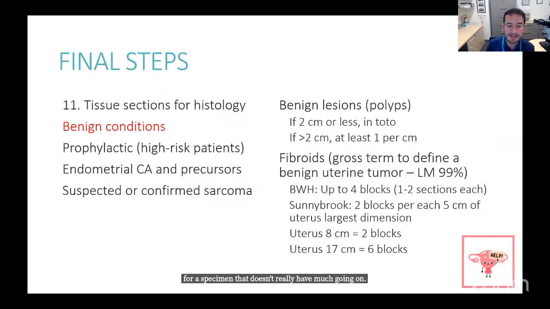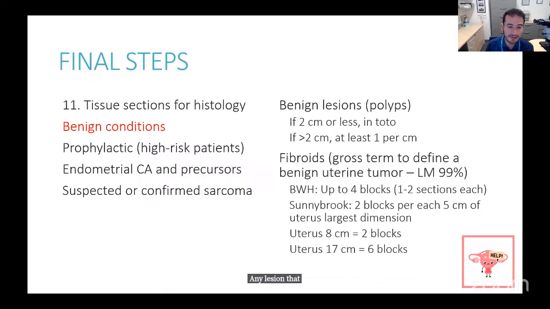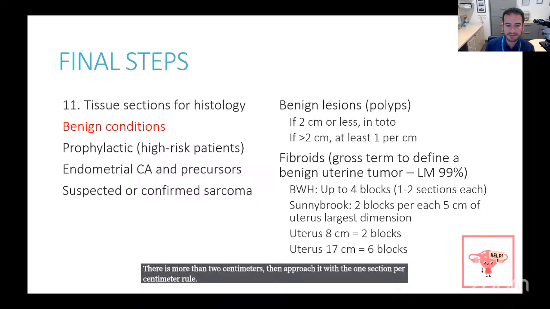Of course, if you have a benign, grossly looking lesion, either clinically or pathologically, you want to sample it in addition to these standard sections, right? Sometimes within them. Any lesion that I see, if it's less than 2 centimeters, I usually just put the whole thing. It's easy to section, and submitting between 2 and 4 tissue blocks is, I think, what most people would recommend. If it's a lesion that is 2 centimeters or less in size, just put the whole thing through. If it's more than 2 centimeters, then approach it with the 1 section per centimeter rule. And that applies to polyps.